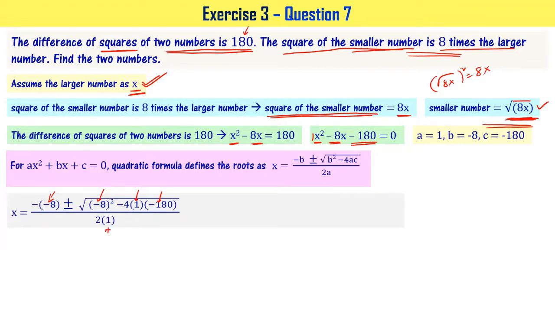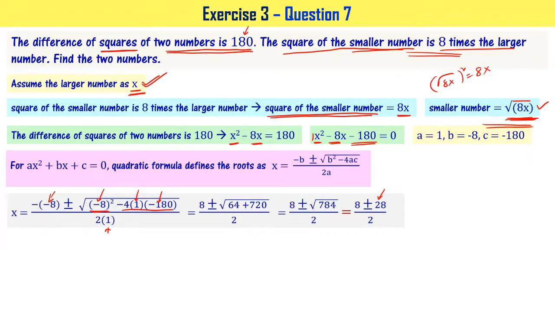Now let's simplify this further so that I can write it as 8 plus or minus square root of 64 plus 720, divided by 2, right? That can be further written as 8 plus or minus square root of 784 divided by 2, and we know that square root of 784 is 28. So now you have x equal to 8 plus or minus 28 divided by 2, right?